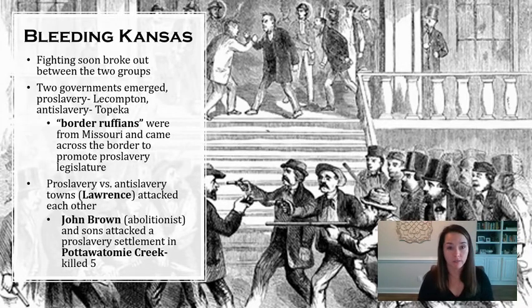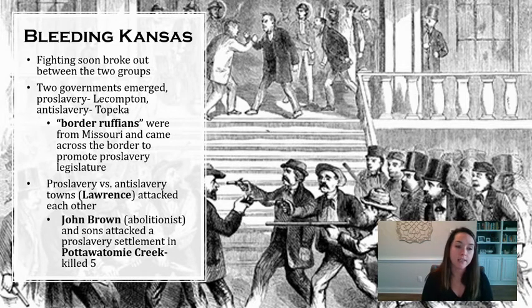So the pro-slavery town of Lecompton and the anti-slavery town of Topeka. Now, border ruffians were the Missourians, people from Missouri that would come in and basically promote this Lecompton Constitution, pro-slavery legislature, even though they knew at that time that it was illegitimate, that this was not how the majority of Kansas settlers felt.